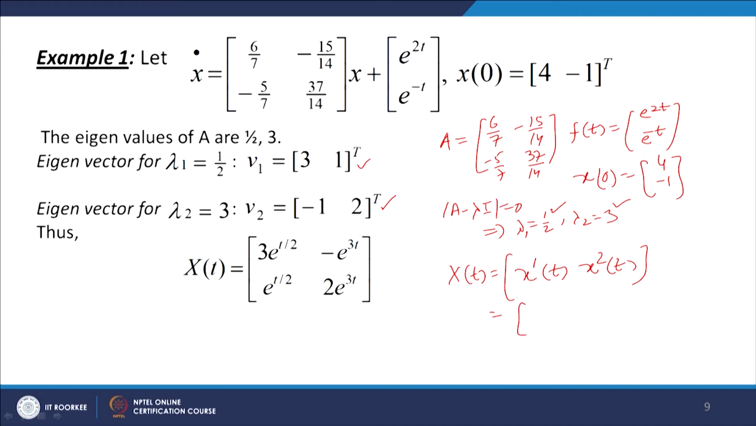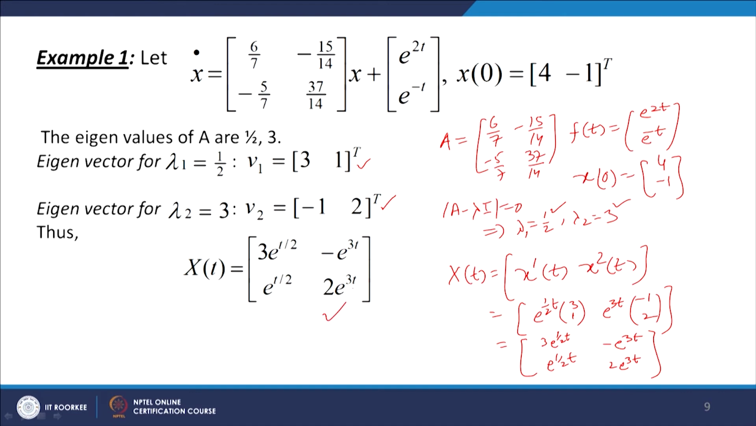These eigenvalues are real and distinct. So, x1(t) will be e to the power lambda1 t, that is e^(t/2) into (3, 1), this one is x1(t), and x2(t) will be e^(3t), e to the power lambda2 t into B2, that is (-1, 2). And you can see this will be equal to the matrix with first column 3e^(t/2), e^(t/2) and second column -e^(3t), 2e^(3t). So, we get this fundamental matrix.